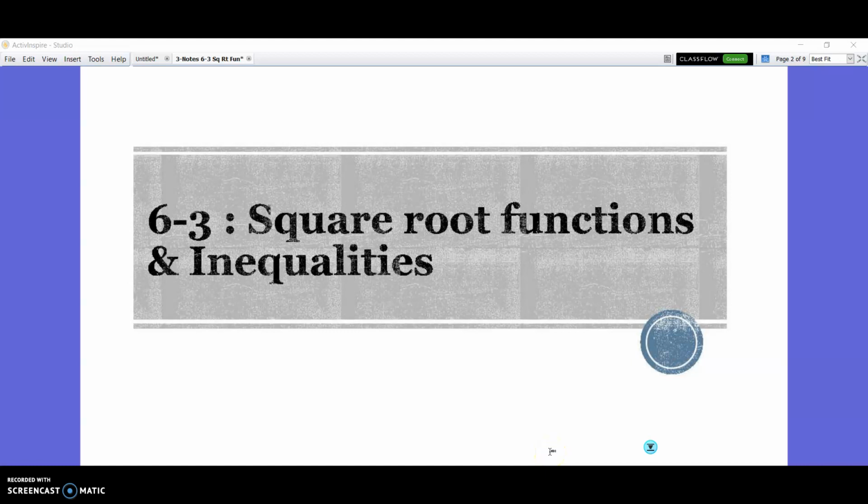Okay, today's notes are square root functions and inequalities. Remember to write your name on your notes before you turn them in. Write your name on your notes now.